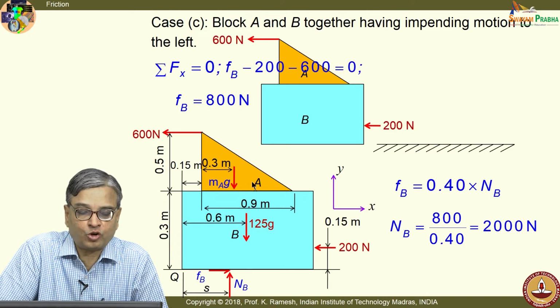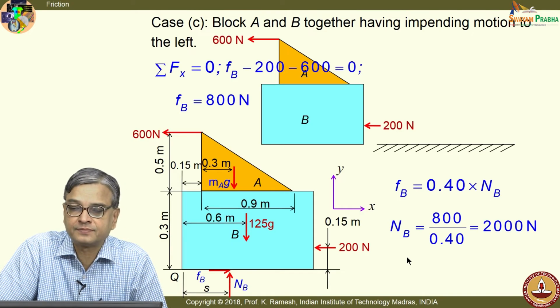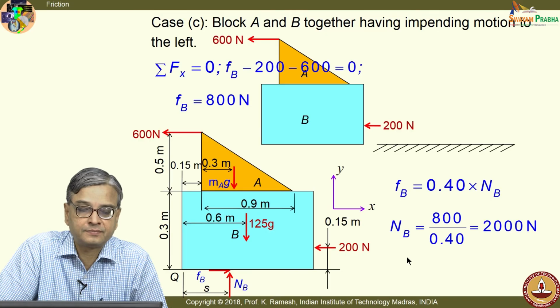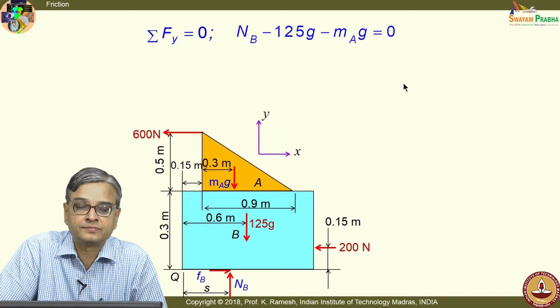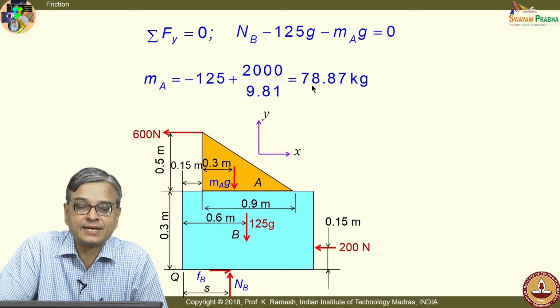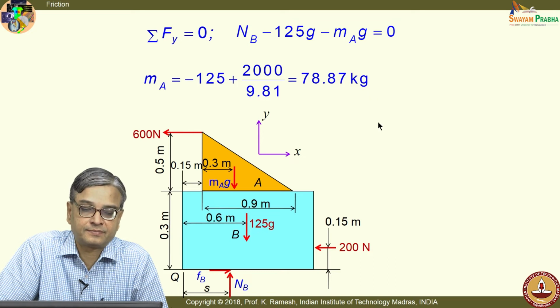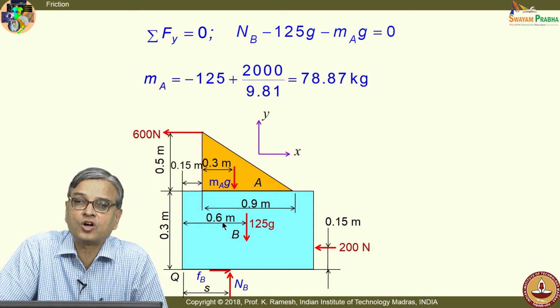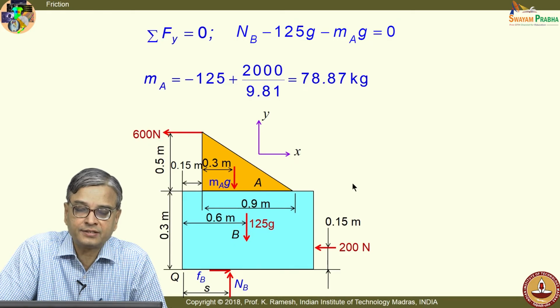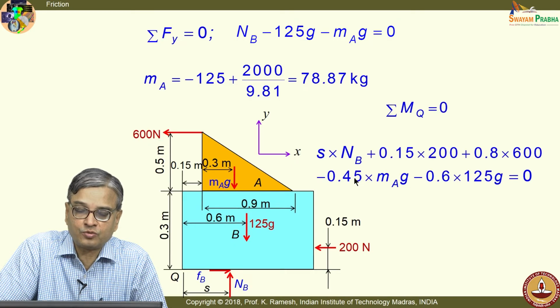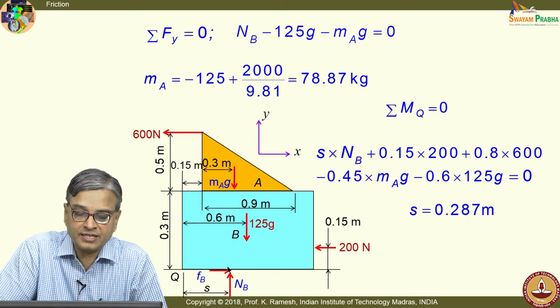And I can also go and find out what should be the value of Ma for this. Fairly simple algebra. And if I put Fi equal to 0, Nb minus 125 minus Mag equal to 0, this gives me Ma equal to 78.87 kilograms. And we will also see whether it slides or tips. So, I have to take moment about q, shifting Nb equal to this point. So, Mq equal to 0 is what you are doing. So, I have this mathematics and I do get S as 0.287 meters. So, this is within the block.